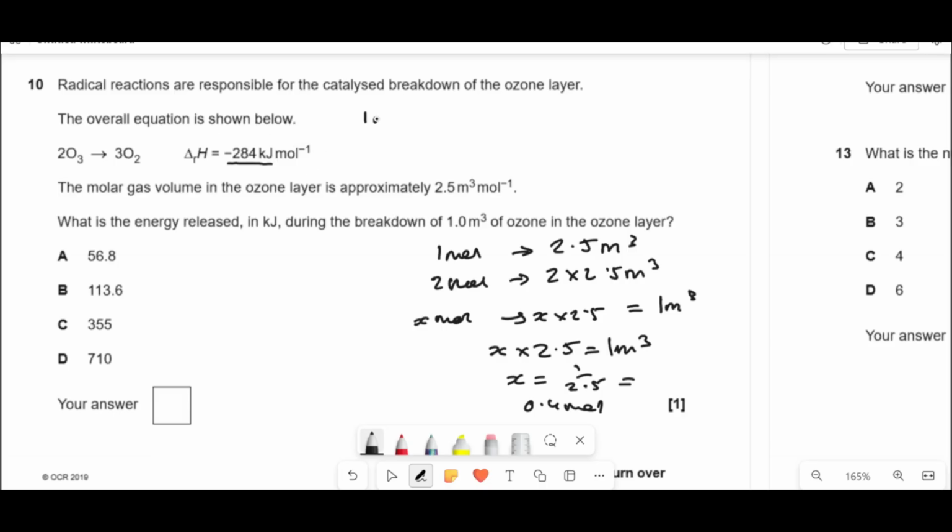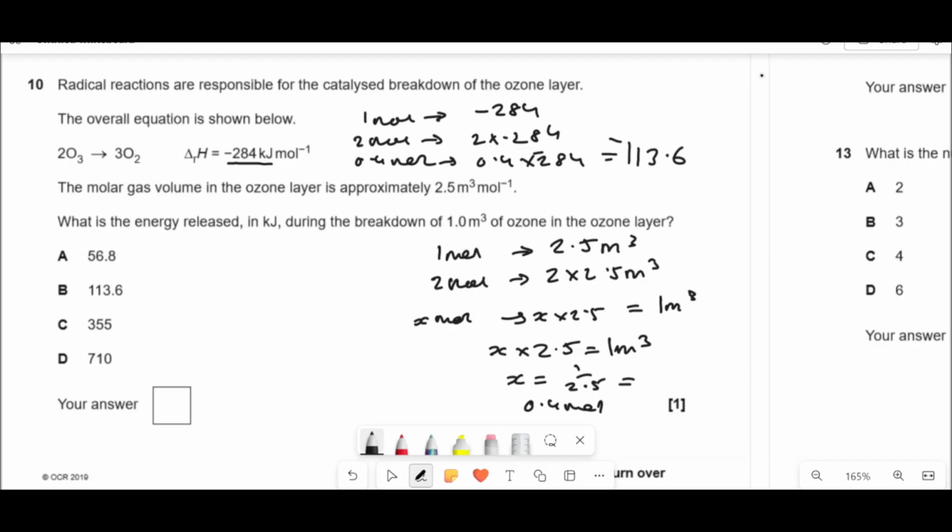So in that case, if 1 mole releases minus 284, then, like I said before, 2 moles would be 2 times minus 284. So here we've got 0.4 moles, which means it's going to be 0.4 times minus 284. It gives you minus 113.6. But the thing is that this is per mole of this.